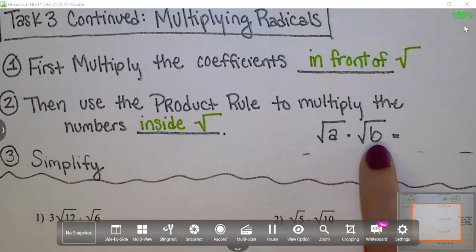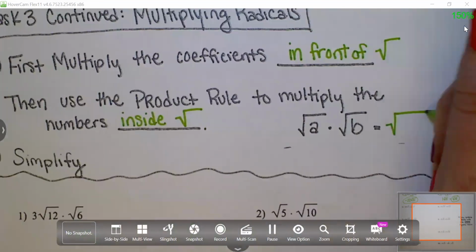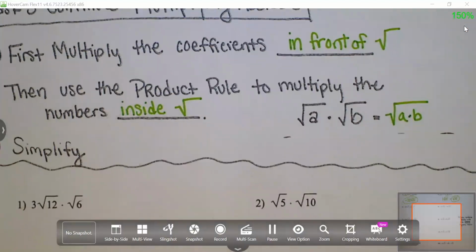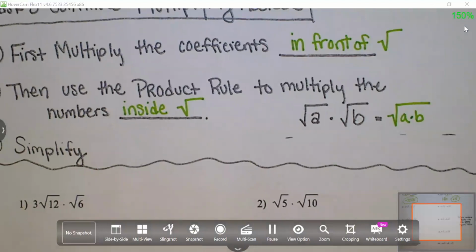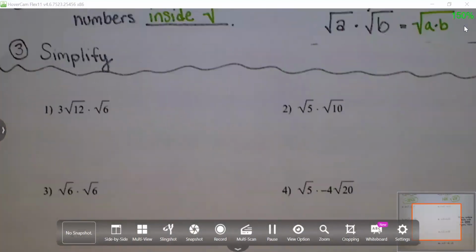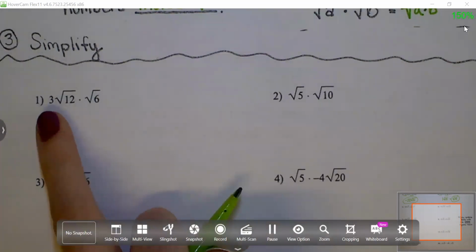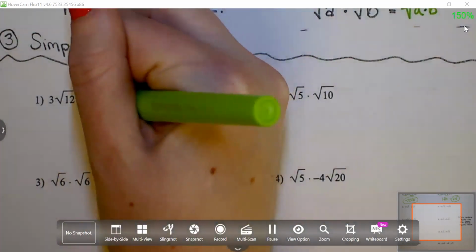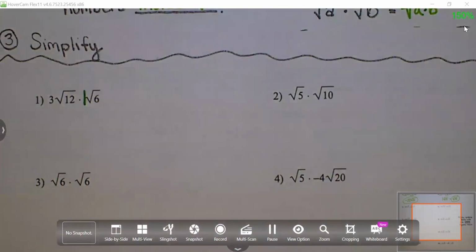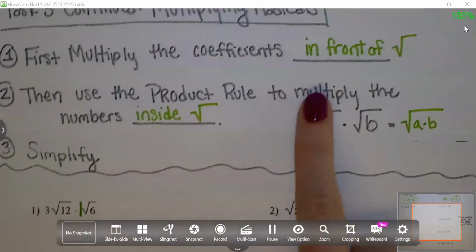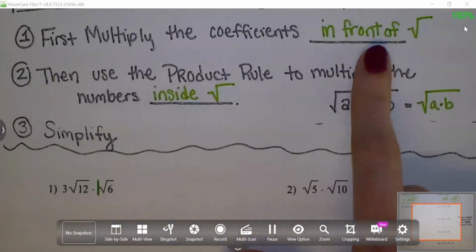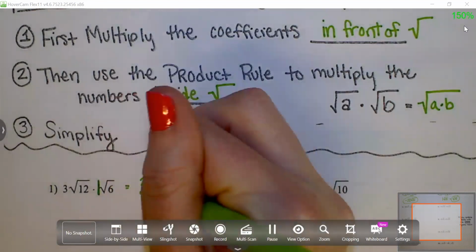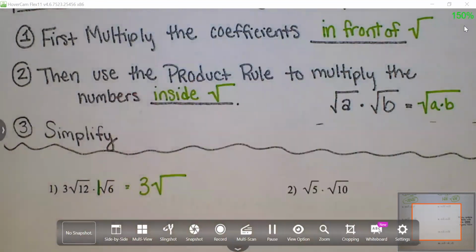I have the square root of A times the square root of B, I'm going to multiply A times B inside the square root symbol and get my answer, which is mostly what we're going to be doing for number 1 and number 2. For number 1, this is 3 square root of 12, and that's a square root of 6. If there was a number in front, it would just be a 1. So really, my coefficients in front of the square root, 3 times 1, I'm going to have a 3 in front of the square root symbol.